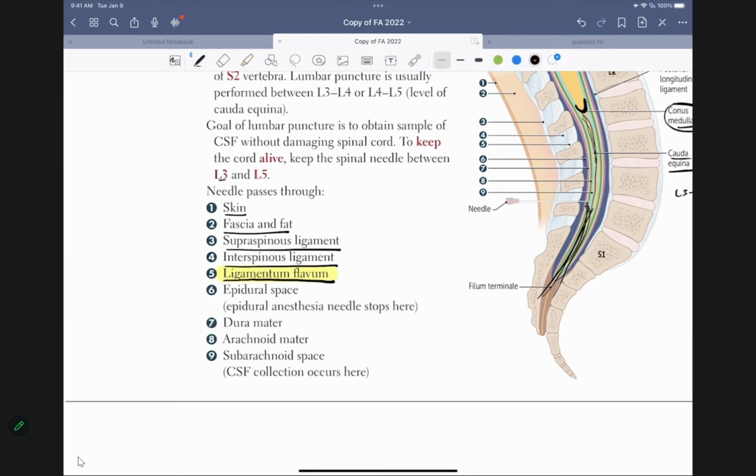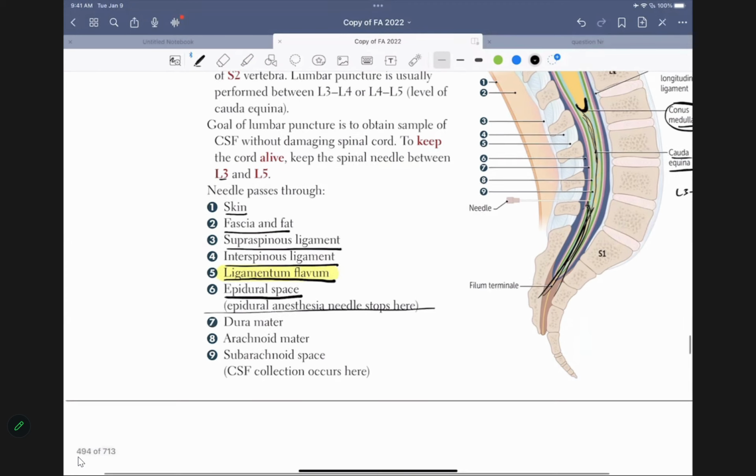Now, after the ligamentum flavum, the needle is in your epidural space. Epidural, above the dura. I will talk about the layers so you will learn. So that epidural needle will stop here. It won't go after this. Epidural is the one that gives anesthesia. That stops here, folks. Okay. So when people get an epidural, the needle stops here. Is everybody clear? All right.